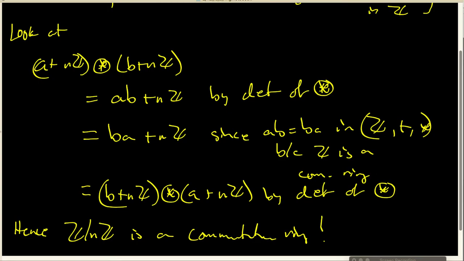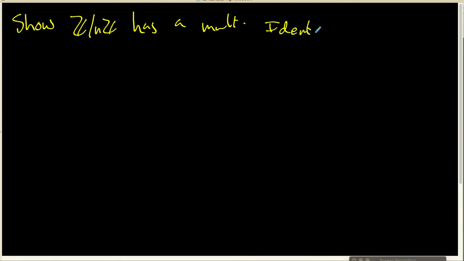Now, finding a multiplicative identity is not very hard either. So I'd like to show that Z mod NZ has a multiplicative identity element. So again, stop the video, see if you can find one, and prove that it is indeed a multiplicative identity. Hopefully you did that.